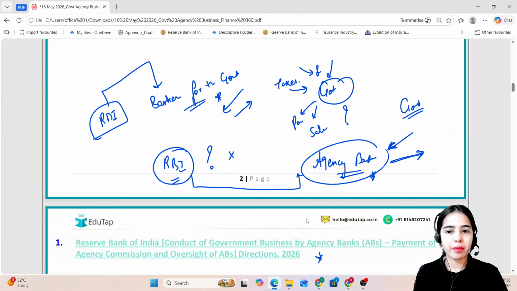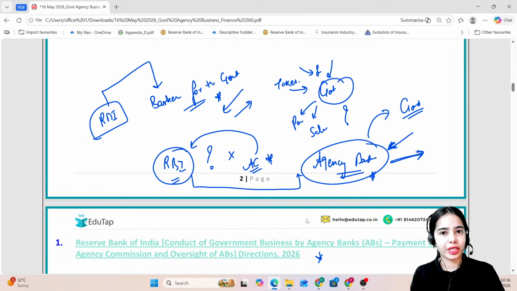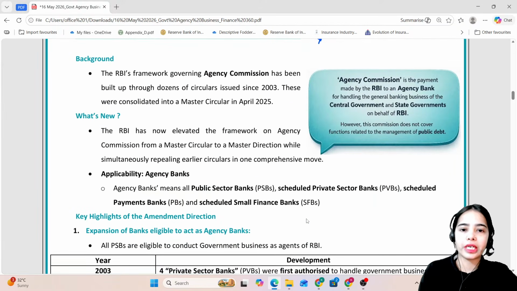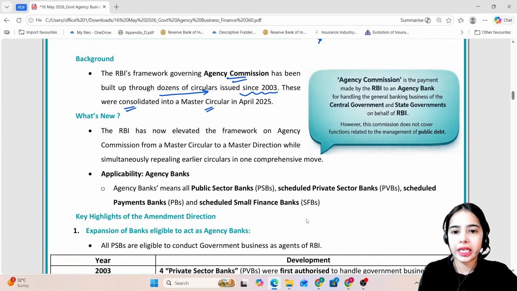And the agency banks do this kind of activity to get the agency commission, to get the commission from the RBI. In certain cases, the agency banks also get commission from the government, that we will discuss. So this is the basic idea. The RBI's framework governing agency commission has been built up through dozens of circulars issued since 2003. These were consolidated into a master circular in April 2025, and the RBI has now elevated the framework on the agency commission from a master circular to master direction.